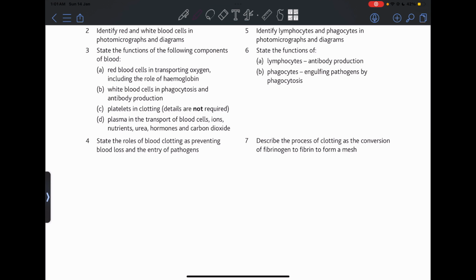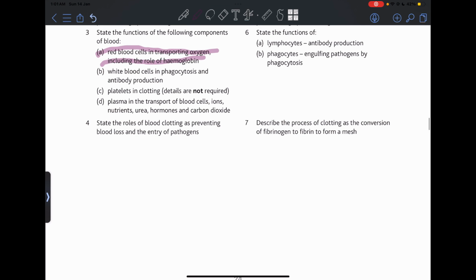Number 3 says state the functions of the following components of the blood. So there are functions you have to memorize. These are very important. Red blood cells in transporting oxygen, including the role of hemoglobin. You have to know what the role of hemoglobin is as well.